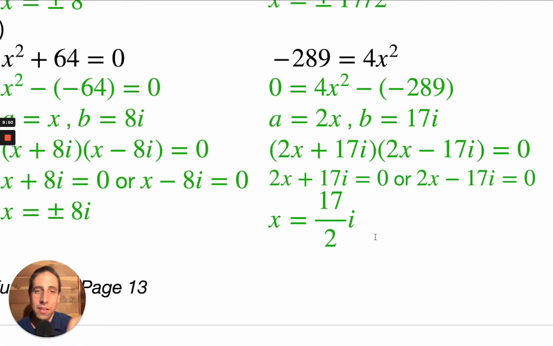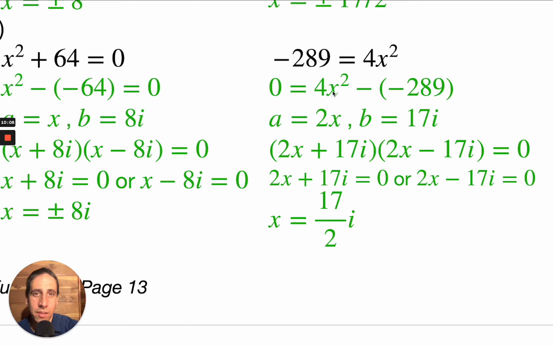Flip the sign. We're going to subtract negative 289 from both sides, so we get 4x squared minus a negative 289. It's very similar. The square root of negative 289, you can't take that without an imaginary number. And I'm so glad we forced the subtraction because it's here.